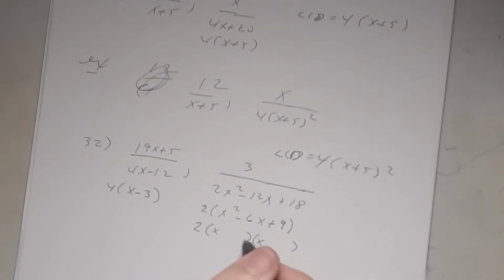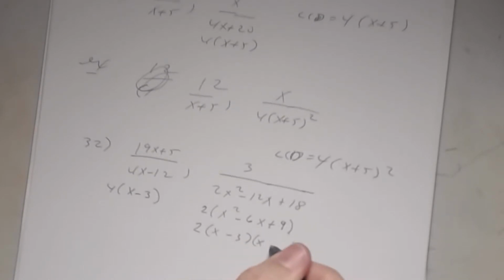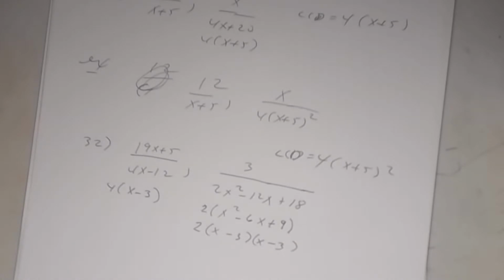What do y'all think? x minus 3 times x minus 3. Not plus 3, x minus 3. All right, so that's where I'm at. Now notice how it looked: 2 times x minus 3 times x minus 3. Okay, so those are your two denominators you factored.